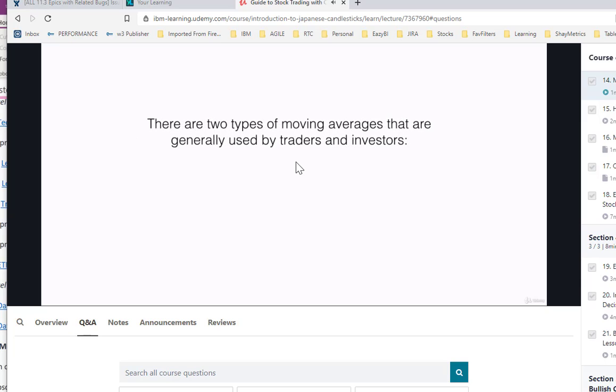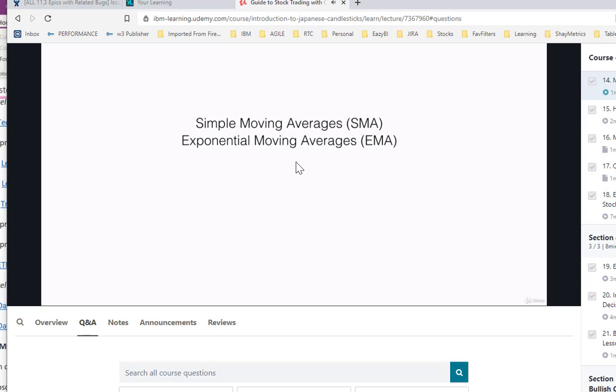There are two types of moving averages that are generally used by traders and investors: simple moving averages, SMA, and exponential moving averages, EMA.